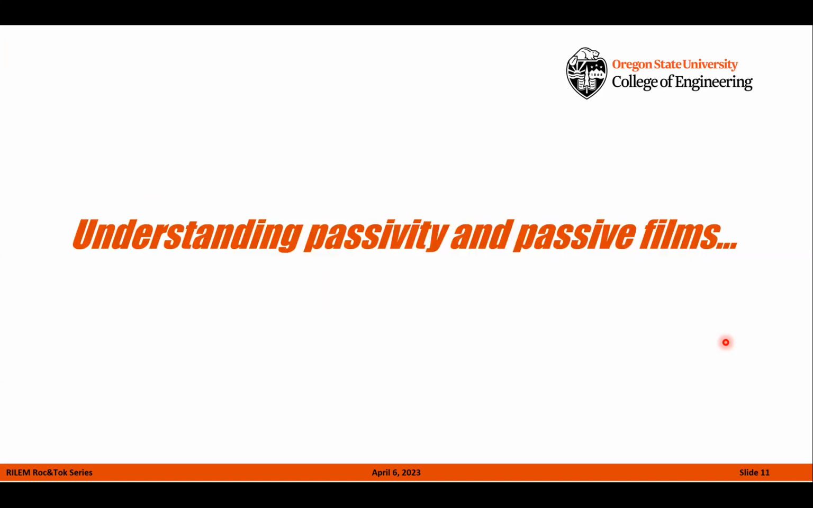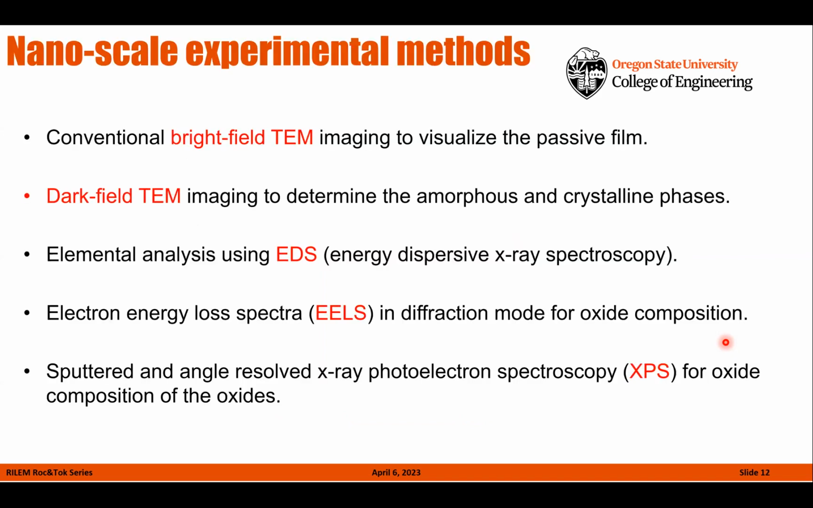So understanding passivity and passive films becomes very critical in our understanding of how these systems would behave when they are faced with aggressive conditions. So this is what I will do in the rest of the presentation, and I will try to show this interdisciplinary, multi-scale approach to study this problem. Now, the passive films, as we will see very shortly, are extremely thin layers that form on metal surfaces.